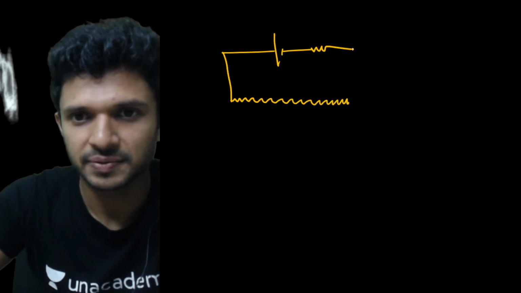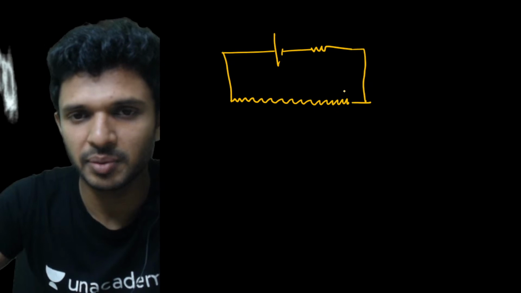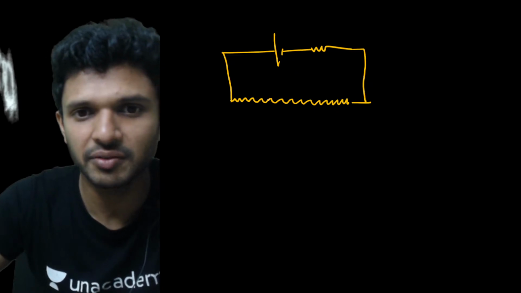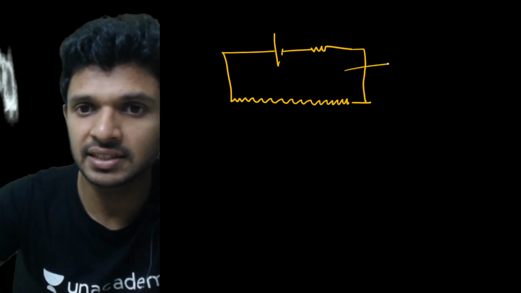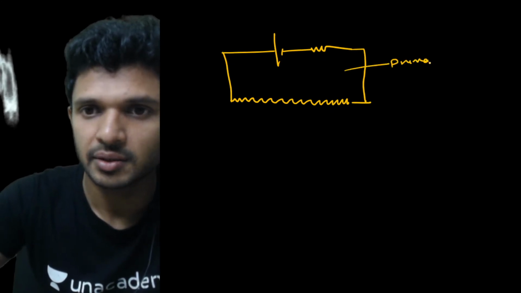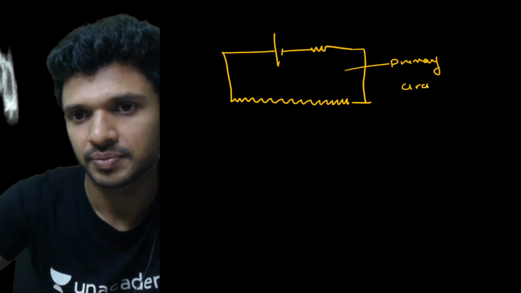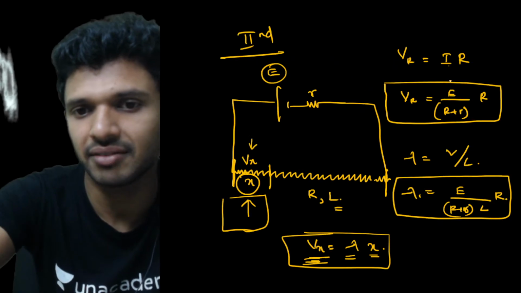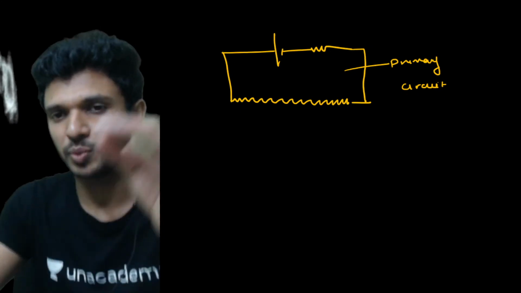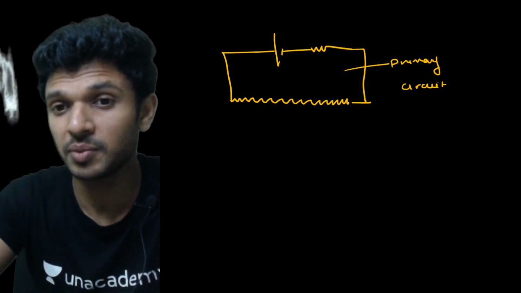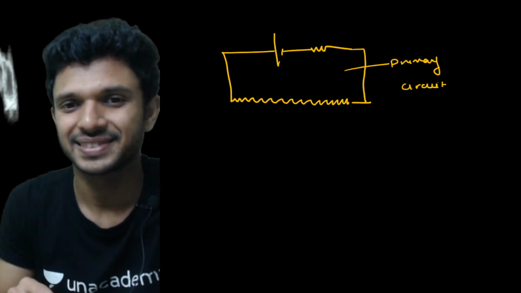Do you remember this particular thing where we found out the potential drop across the length of X? This circuit, we call it as primary circuit. The circuit which we have learned just now, when it comes to potentiometer, is called the primary circuit. Note it down.